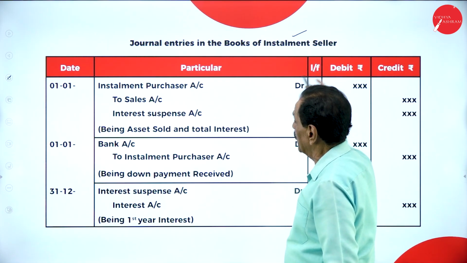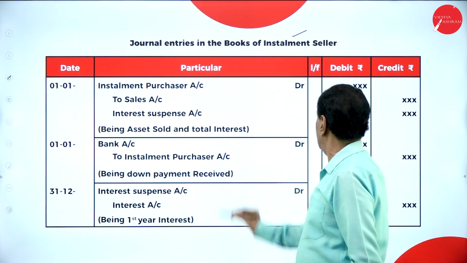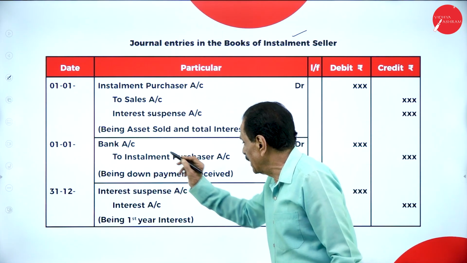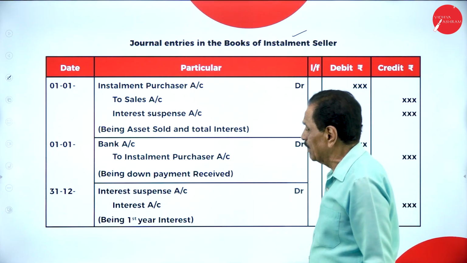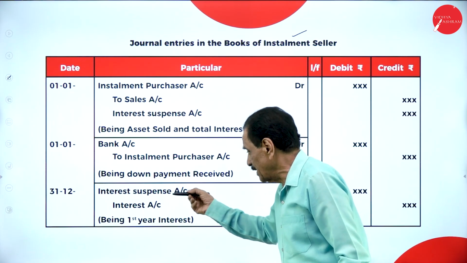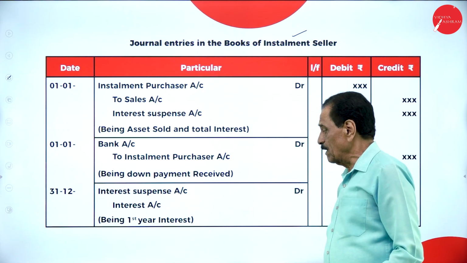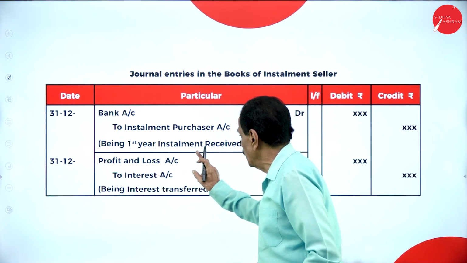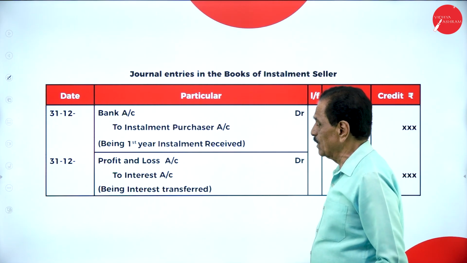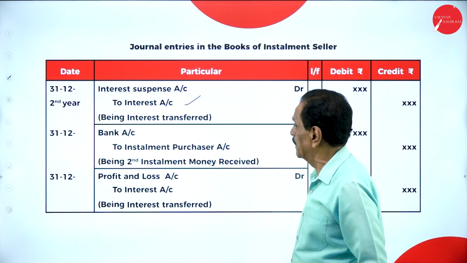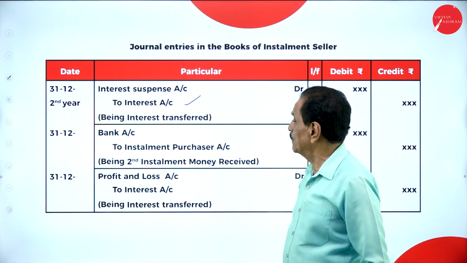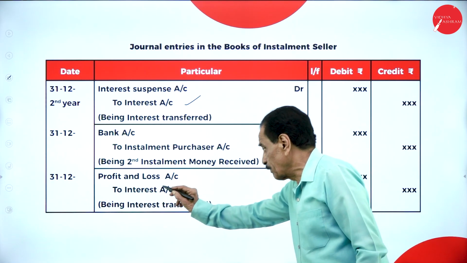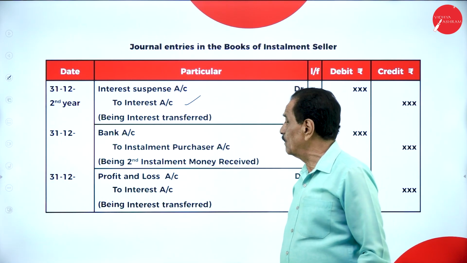In the books of the hire seller, installment purchaser account debit to sales account and interest suspense account. When you receive the money, bank account debit to installment purchaser account, being the down payment received. Interest suspense account debit to interest account, being first year interest. Bank account debit to installment purchaser account, being first installment received. Profit and loss account debit to interest account, being interest transfer. Second year, interest suspense account debit to interest account, bank account debit to installment purchaser account, profit and loss account debit to interest account. Hope you understand.